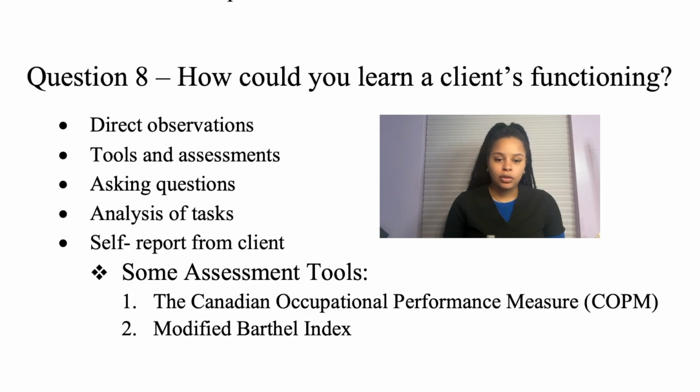Some ways you can observe occupational performance will be by direct observation, tools and assessments, analysis of tasks, and self-report from the client. Some assessment tools that are available to help with this theory are the Canadian Occupational Performance Measure, which is designed to identify a client's perceived performance in self-care and leisure tasks, and the Modified Barthel Index, which can test the client's ability to perform daily living activities and their overall mobility, just to name a couple.